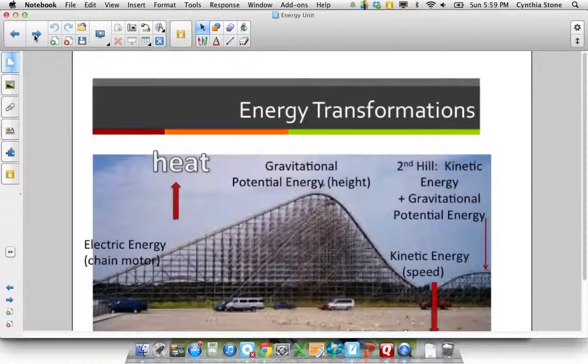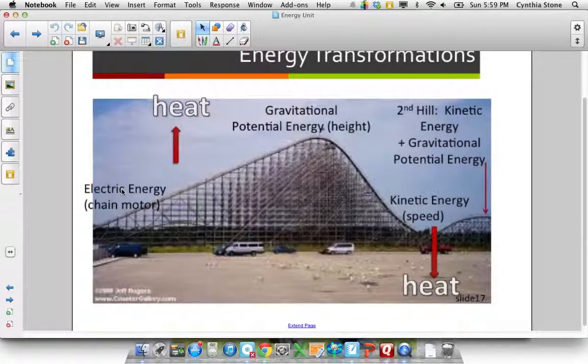Anyway, here's just something to have down on your sheet. What I was saying is the electric energy to begin, and you're always losing heat in the process the whole time, right? Everywhere there's friction, there's going to be some energy lost. But mind you, because this unit ends with you building a roller coaster, and yours is going to be a gravity-driven roller coaster, we do sometimes assume there's no friction because it makes the calculations easier.